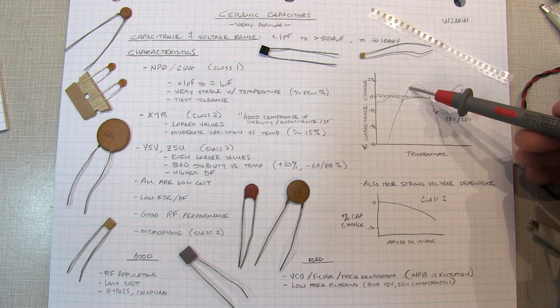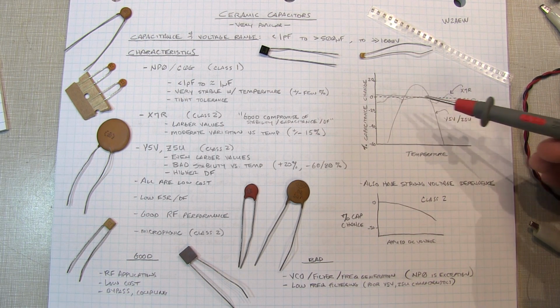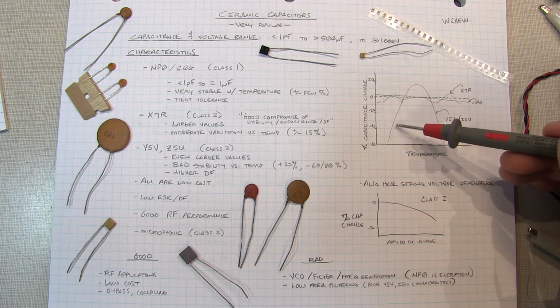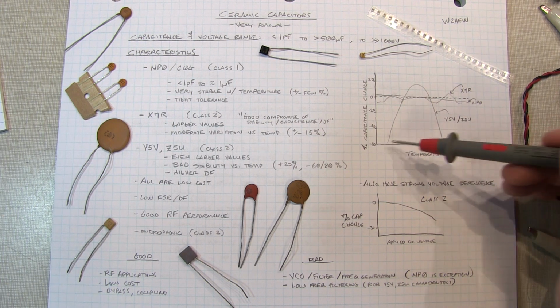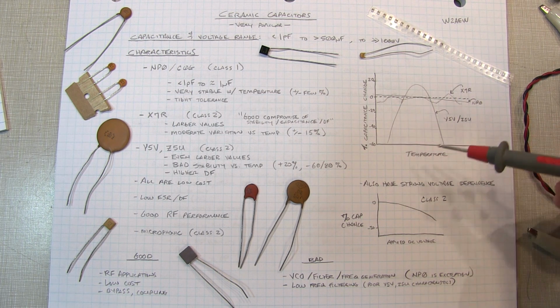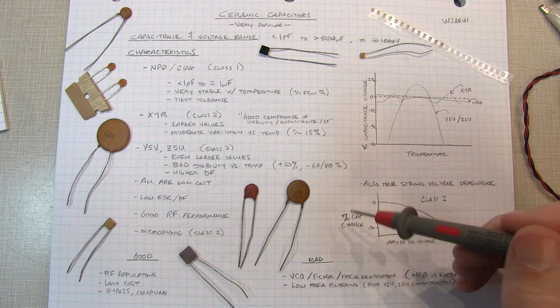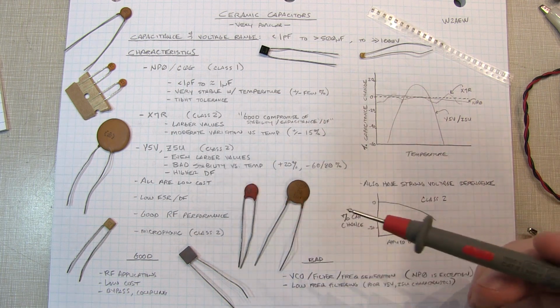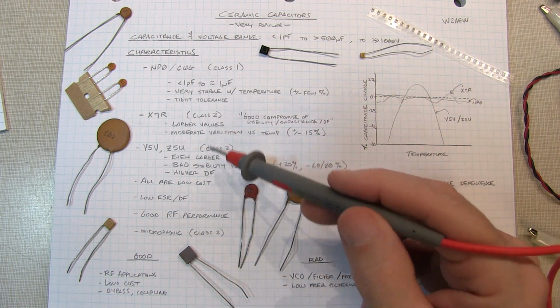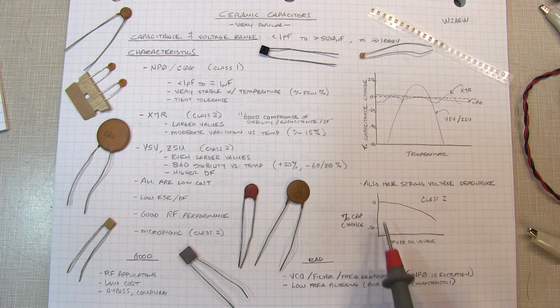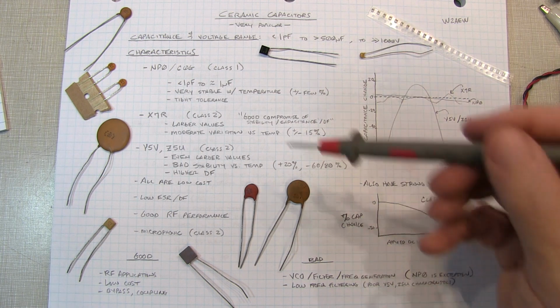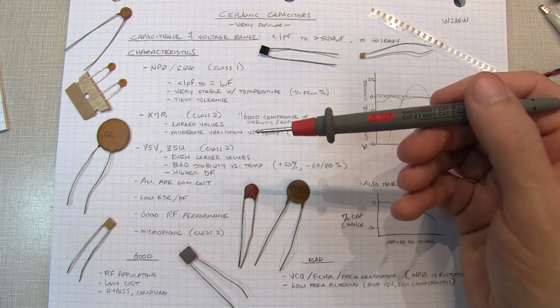They may go up as high as 10 or 15% over their nominal value, but drop down to 60 or 70 or even 80% of their below their nominal value at the temperature extremes. They also have a higher dissipation factor, and both of the class 2s are somewhat voltage dependent as well, where the capacitance will change with applied voltage.